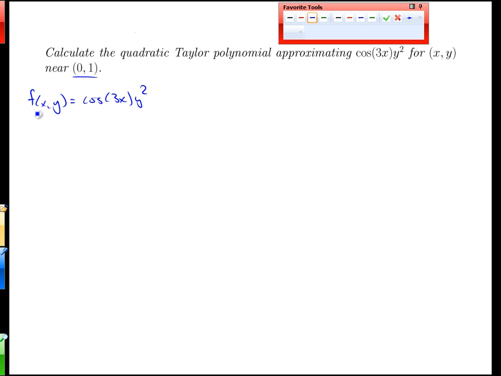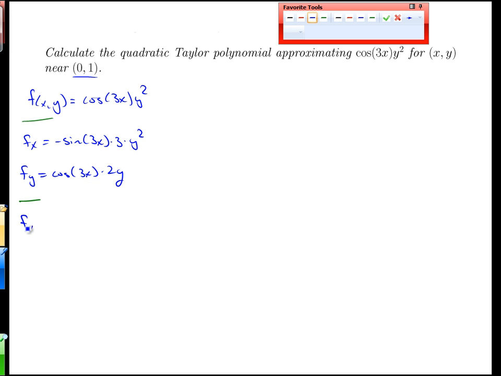That's our function. Then we have our first order derivatives, so f_x. The x derivative of that is minus sine of 3x times 3 times y squared. f_y would be the y derivative. Cos of 3x is a constant then, times 2y. Those are our 2 first order partials.